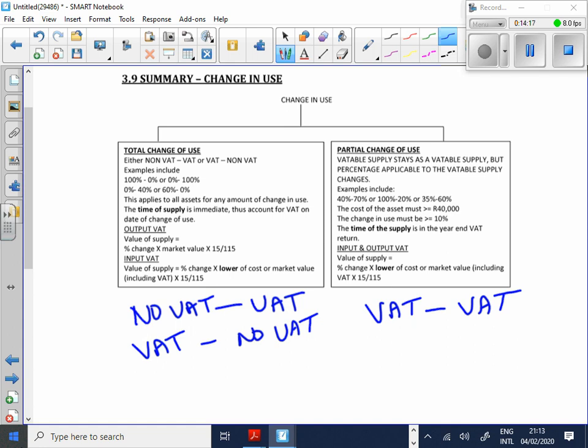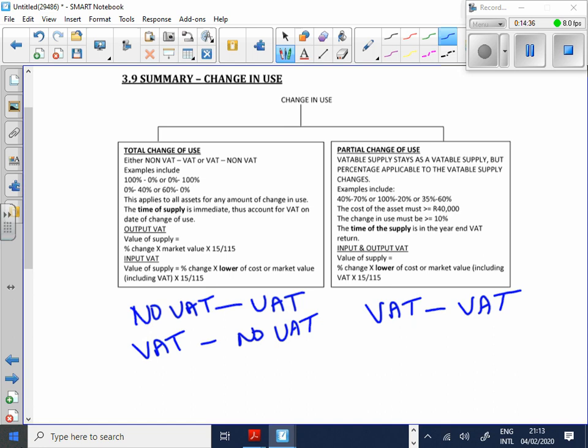The rule for total change is it's not VAT, and now it is VAT, or it was VAT, even if it's 20% VAT, and now it's not VAT anymore. So did you guys see here on the thing, 100% to 0 or 0 to 100? I know that you won't make a mistake with that. But 0 to 40 and 40 to 0 is also total change.